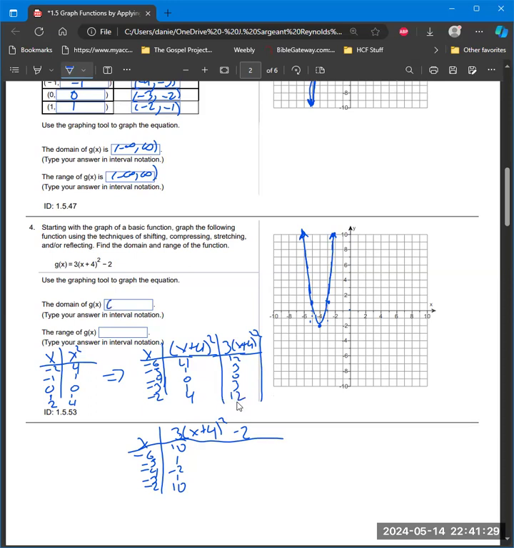So the domain here, let's look at the graph, is negative infinity to infinity. The range starts at negative 2 and goes off to positive infinity.